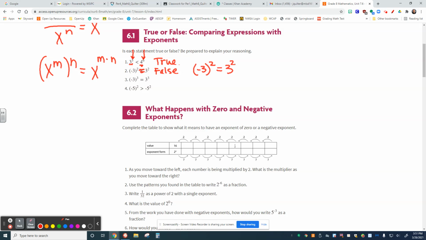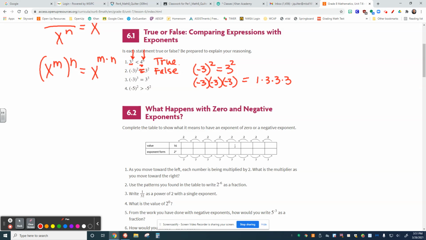Number 3, you might be thinking, well, hey, why not? The last one was equal, so maybe this one is equal. What we want to look at with this one, let's put our work over here. The quantity of negative 3 to the 3rd power is said to be equal to 3 to the 3rd power.